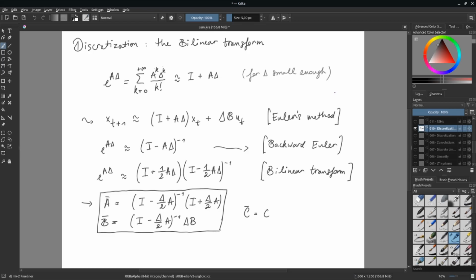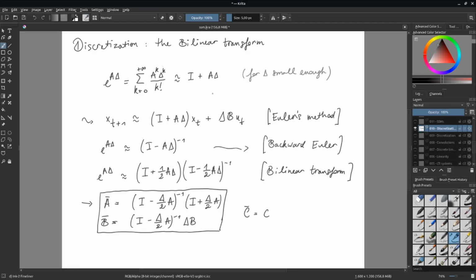So for instance, recall that the matrix exponential is simply a power series. You take the power series of the exponential function and swap in the matrix, and that works. And if you take delta small enough, all these higher order terms are small enough that you can ignore them, and so you just get the identity for the zero order term and A times delta for the first order term.